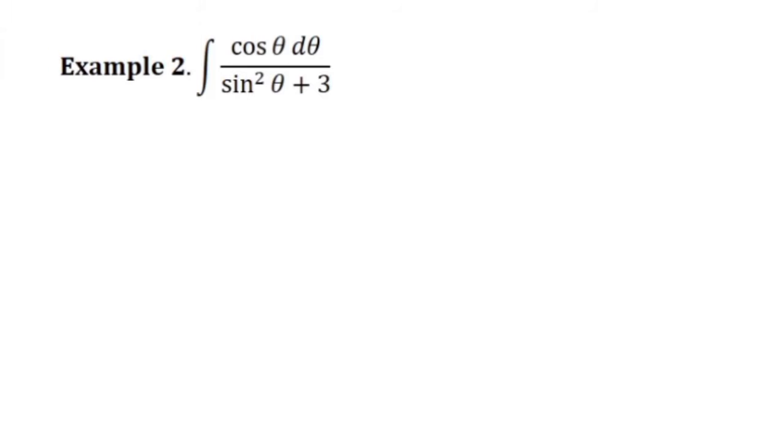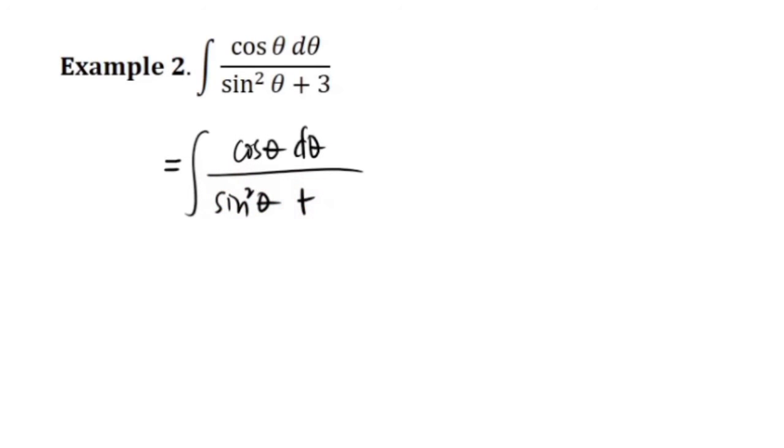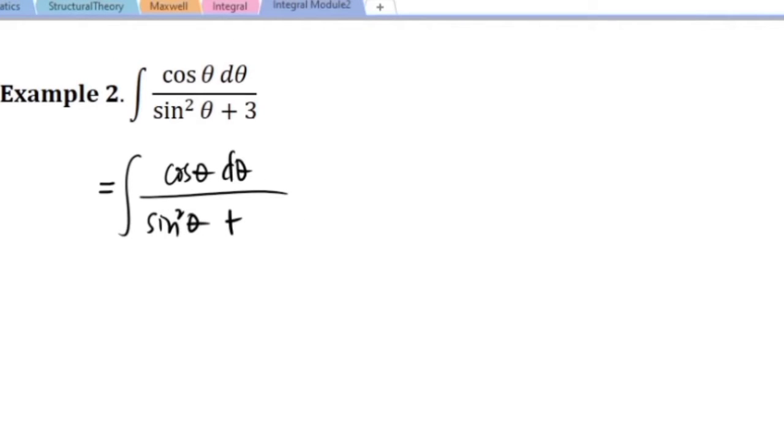Example number 2, we have the integral of cosine theta d theta over sine squared theta plus 3. So, if we are going to rewrite this, we would have here cosine theta d theta over sine squared theta plus, so para ma-express natin to siya into square, we take the square root and we have here the square root of 3 squared. And that is just equal to 3. Ang ginawa natin dito ay in-express natin siya into square.